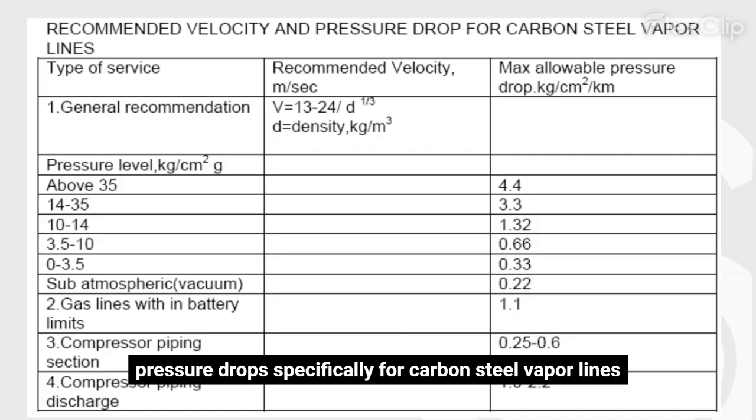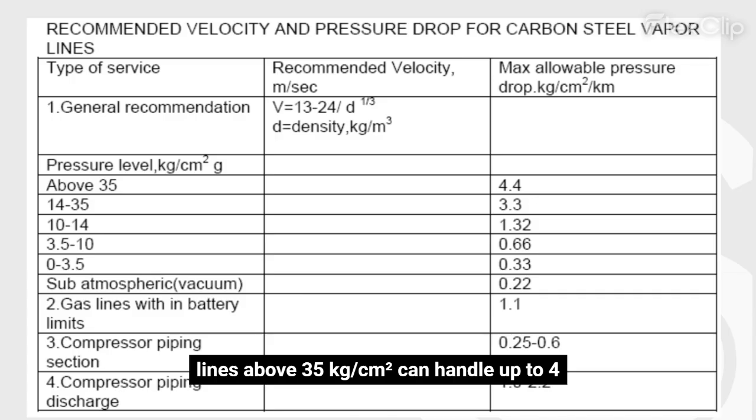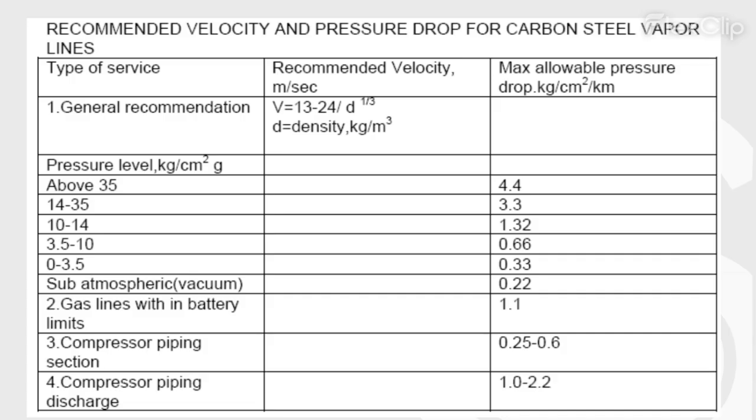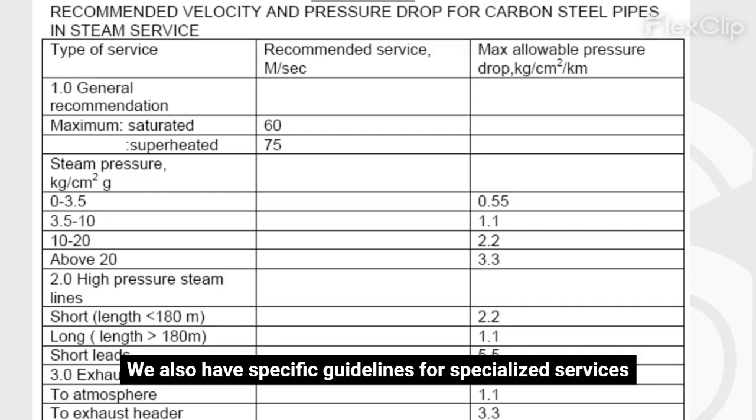You'll notice that as the pressure level increases, the allowable pressure drop per kilometer also increases. For example, lines above 35 kilograms per square centimeter can handle up to 4.4 kilograms per square centimeter of drop per kilometer, whereas vacuum lines are limited to just 0.22. We also have specific guidelines for specialized services.